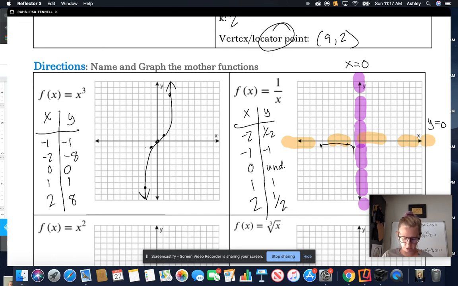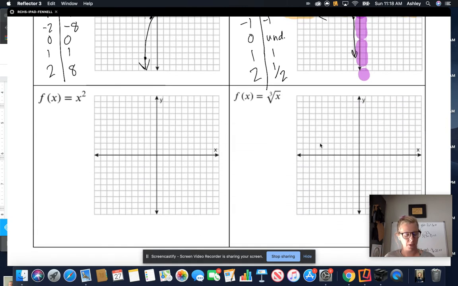Again, we know these rational functions curve and approach the asymptotes. Again, they cannot touch the asymptotes, but they're going to infinitely approach them. And then this curve is going to look like this. All right, so that's the most basic version of a rational function.